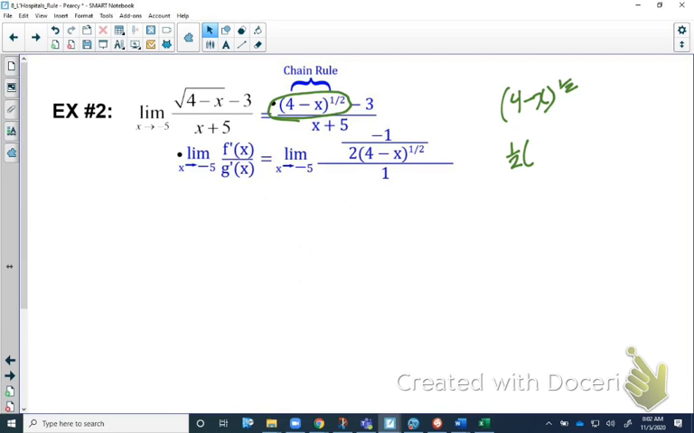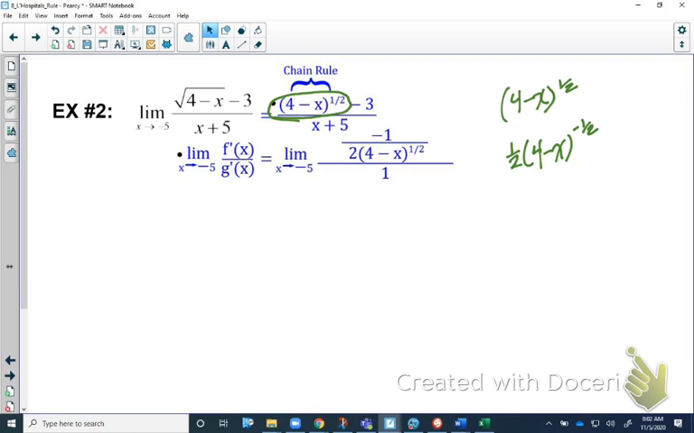And inside the parentheses, they stay the same. We have 4 minus x, and we drop the exponent value by 1. So 1/2 minus 1 gives me a negative 1/2 exponent value. But now we have to multiply it by the derivative of the inside part.